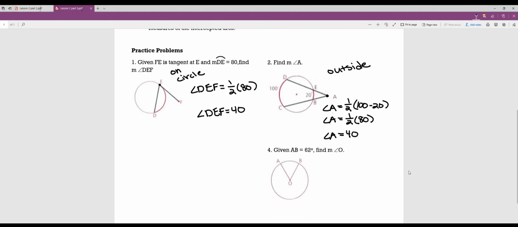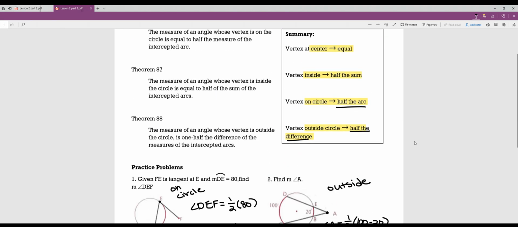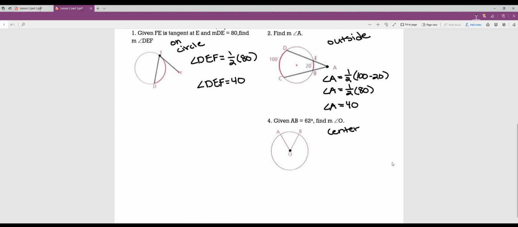All right, let's do one more. Looking at number 4, we want to find the measure of angle O. Well, let's look at where angle O's vertex is, and it is at the center of our circle. So let's go back to our summary box. When the vertex is at the center, they are equal. So this one is equal. So angle O is equal to the measure of arc AB, which is 62 degrees.